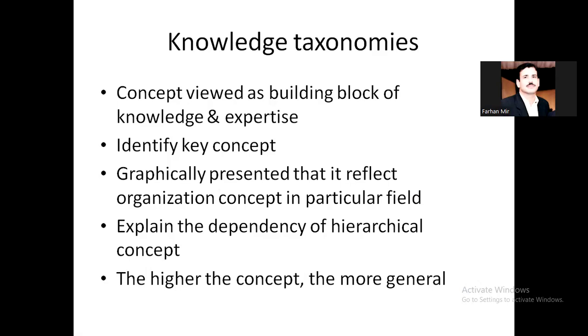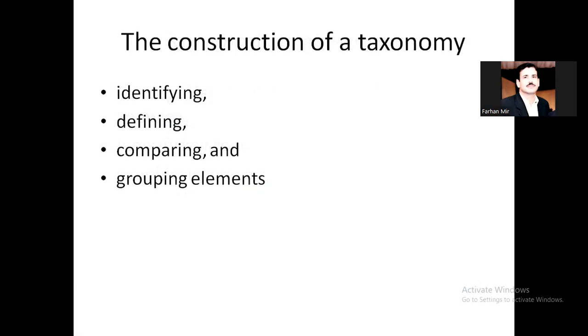We are able to use classification and sub-classifications of concepts, which are initially viewed as building blocks of knowledge and expertise. Key concepts are identified, and then these are subdivided into other elements, most probably presented through a hierarchical structure. The higher the concept is, at the top, the more general in nature it is. And once we subdivide these, they tend to become more specific and have specific meanings. So the knowledge taxonomies are classification techniques. We identify, define, and then they become a useful source of comparing things as well.